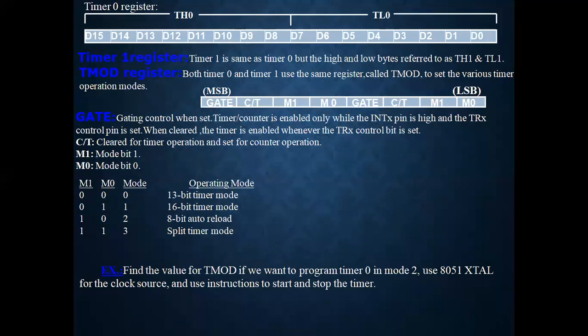Here timer 0 is denoted as TH0 and TL0, that means timer high 0 and timer low 0. Timer 1 is the same as timer 0, but the high and low bytes are referred to as TH1 and TL1, timer high 1 and timer low 1. These timers can be used as a timer or counter, so there are two operations.